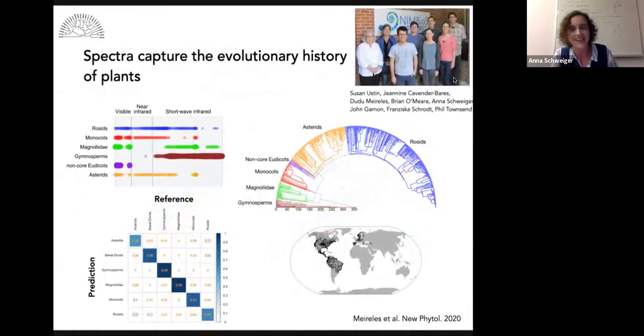This in part led Dudu to acquire funding for a Nimbus synthesis group, where we compiled probably the largest spectral data set so far. It consisted of over 16,000 spectra from 544 species. With this data set, Dudu was not only able to spectrally differentiate all major plant lineages across the tree of life, but also found that major plant clades differ in the regions of the spectrum that are evolutionarily conserved, and that evolutionary rates of spectral regions match evolutionary models of leaf traits, which makes sense and was really a great finding. This is published in a recent New Phytologist paper.